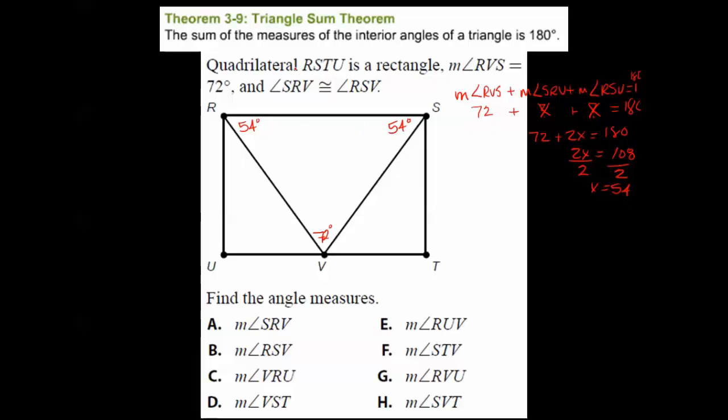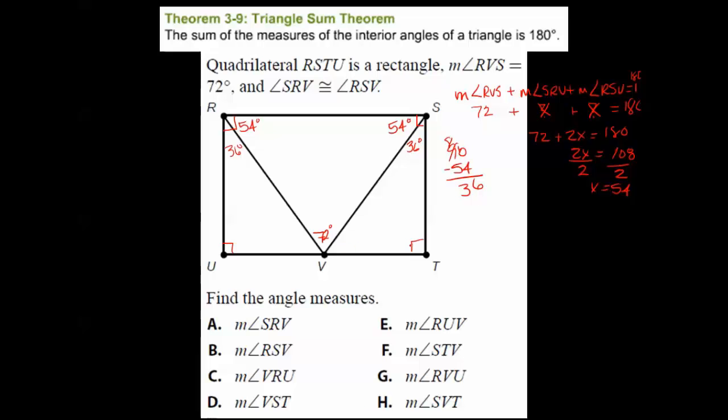Now then, it says the quadrilateral is a rectangle. So that tells me this angle's 90 degrees, this angle's 90, this angle's 90, this angle's 90. So I can say 90 degrees minus 54 is going to give me, look at me doing some math here without a calculator, 36 degrees. There we go.